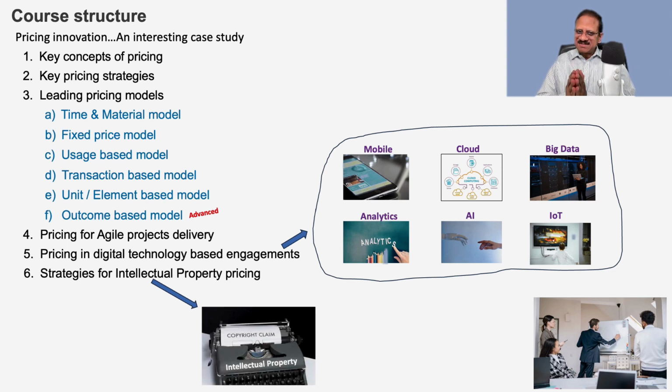And section 6, strategies for intellectual property pricing. So very obvious, today everything is digital. A lot of new inventions have been happening across the globe. So now intellectual property plays an important role, right? So this section 6 is a small section. It talks about which are the leading pricing strategies being used in the industry for pricing your intellectual properties. This knowledge would help you, but intellectual property itself is a separate subject.